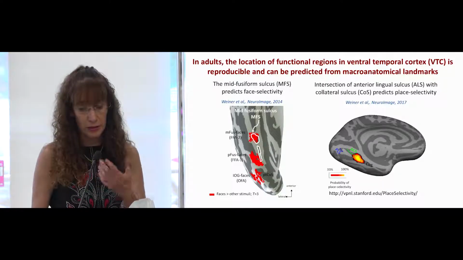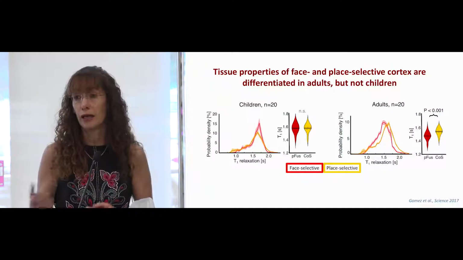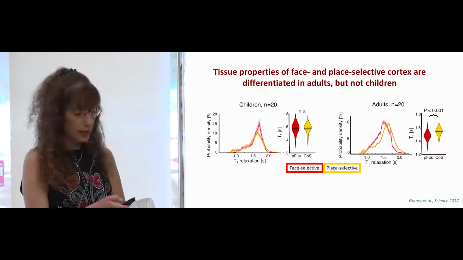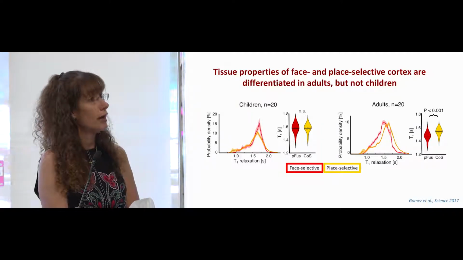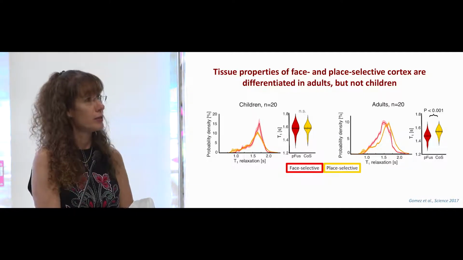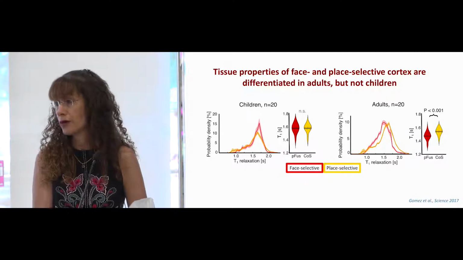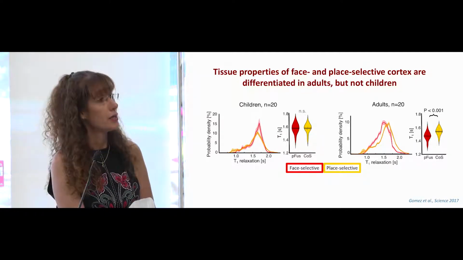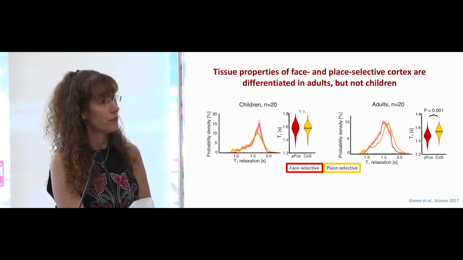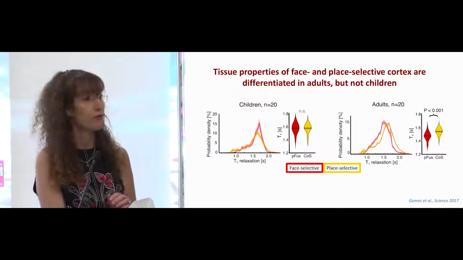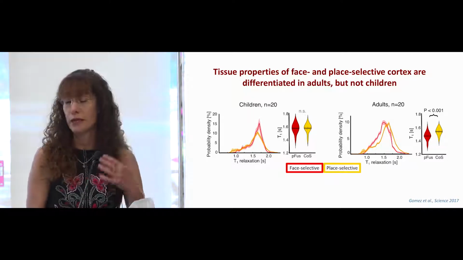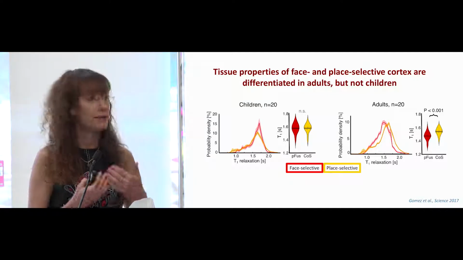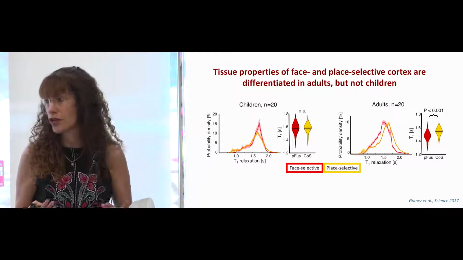Another thing that we can do is use adult postmortem tissue to test some of our hypotheses. Another observation from our data is the following. If you look at children, the T1 properties of face and place-selective cortex are not differentiated, so they're on top of each other. However, if you look at adults, you can see that the T1 properties of face-selective and place-selective cortex, shown in yellow, are differentiated, in that the face-selective cortex has lower T1 values than the place-selective cortex. So it's basically the result of development generating a structural differentiation in the temporal lobe.